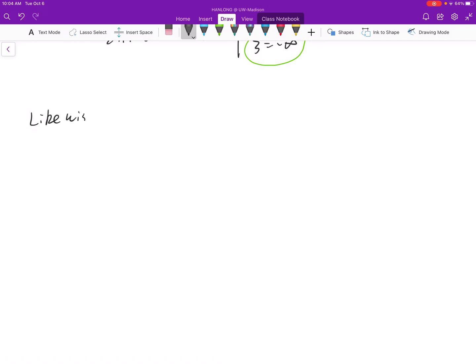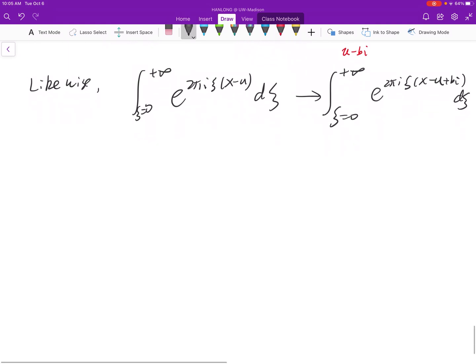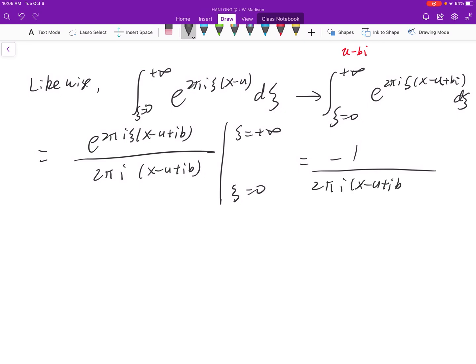Likewise, if you do the integration for ξ from 0 to infinity of e^{2πiξ(x−u)}, we want to transform it to integration along a line a little bit lower, u minus ib, and then you have the exponential divided by 2πi(x−u+ib). The value at positive infinity is 0, and at 0 we get negative 1 over 2πi(x−u+ib).